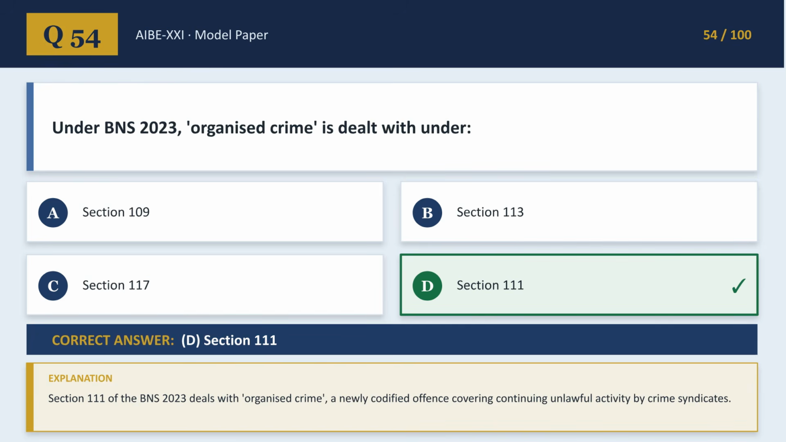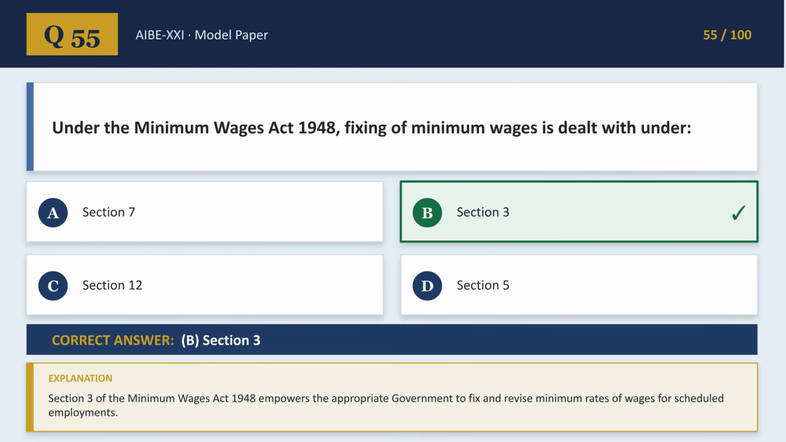Under BNS 2023, organized crime is dealt with under Section 111. This newly codified offense covers continuing unlawful activity by crime syndicates. The fixing of minimum wages under the Minimum Wages Act 1948 is dealt with under Section 3. This section empowers the appropriate government to fix and revise minimum rates of wages for scheduled employments.